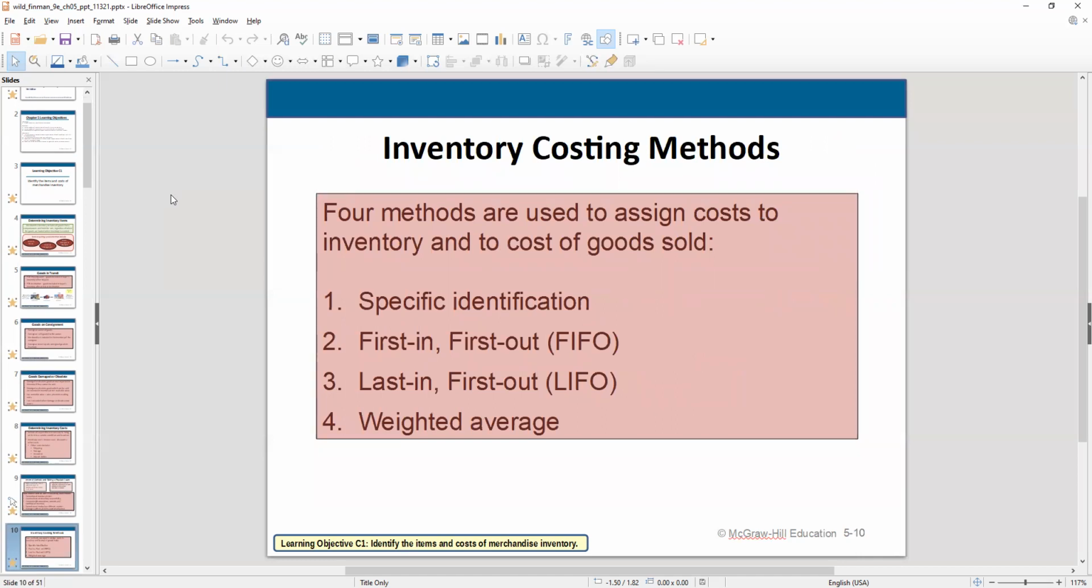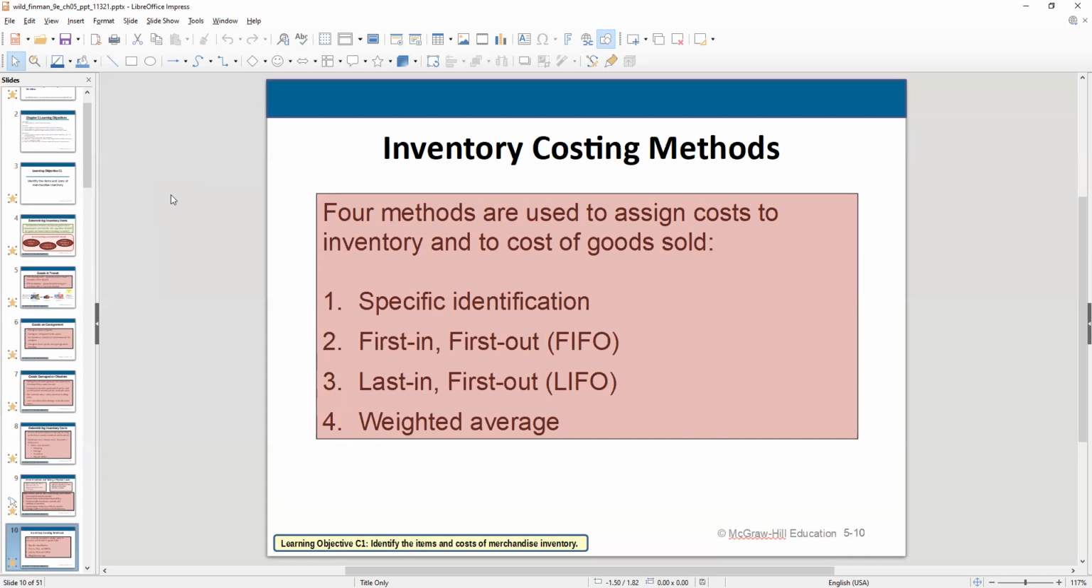So we're going to look at 4 different inventory methods. The first one's specific identification. The next one's first in, first out, then last in, first out, and then weighted average. Now, in specific identification, what would be an example of that? Well, a car dealer. When a car is sold, the salesman has a folder that shows exactly what the VIN number is and what it cost the company. So you're going to remove that item from inventory at that point.